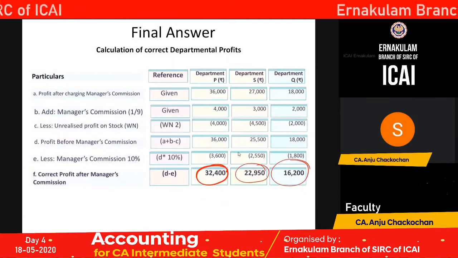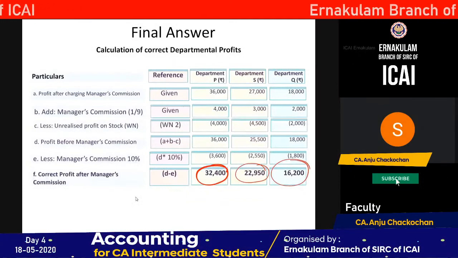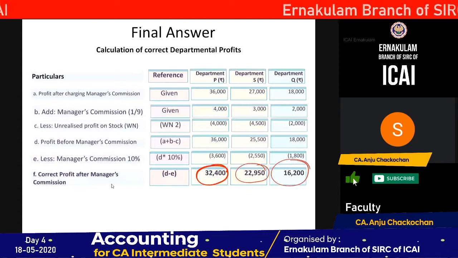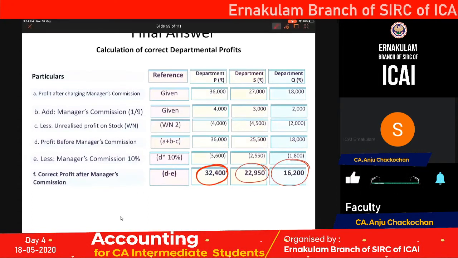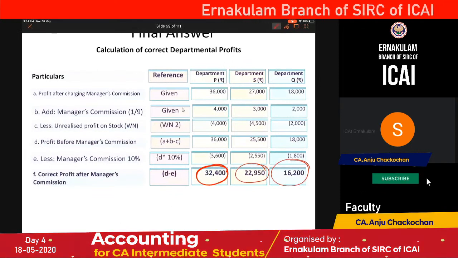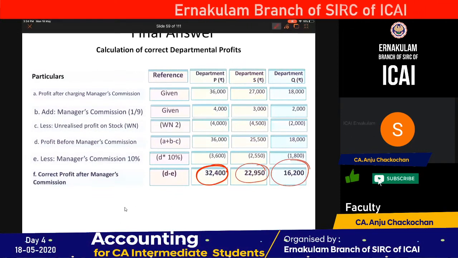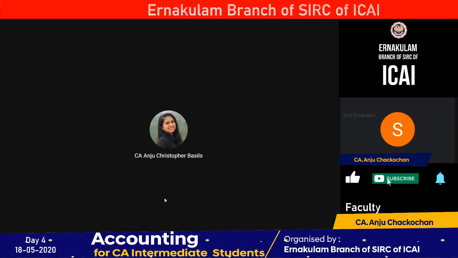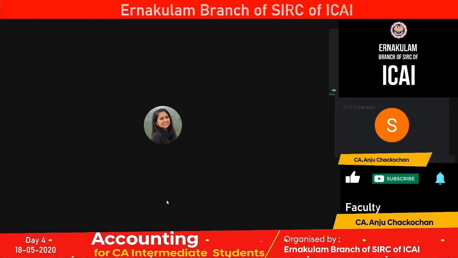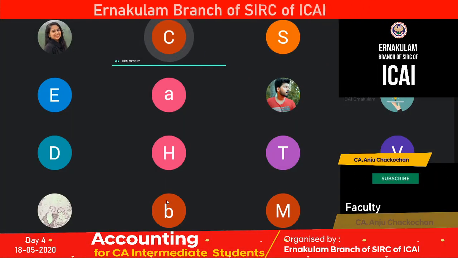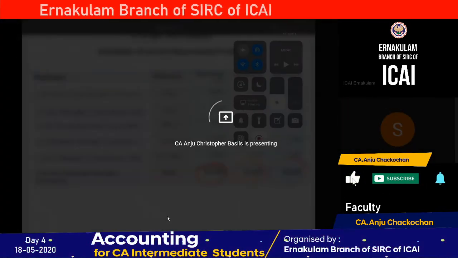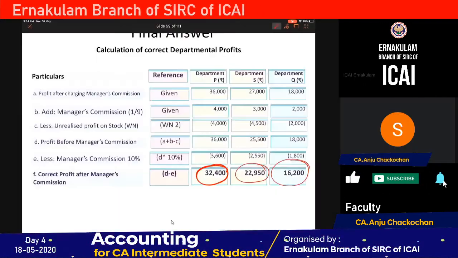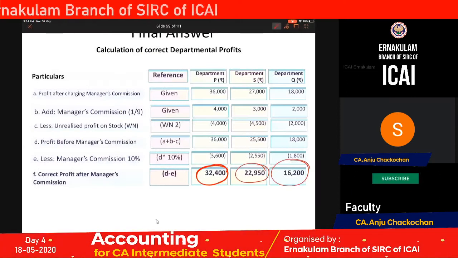If it is independently given, that is not an issue. You can straight away put it inside each and every column, for each department you can mark it. But if it is a common expense which is given, you will have to find out a reasonable basis on which you can allocate that expense. That is the requirement. Is that requirement clear? Okay, I'll repeat that again. The task is very simple.